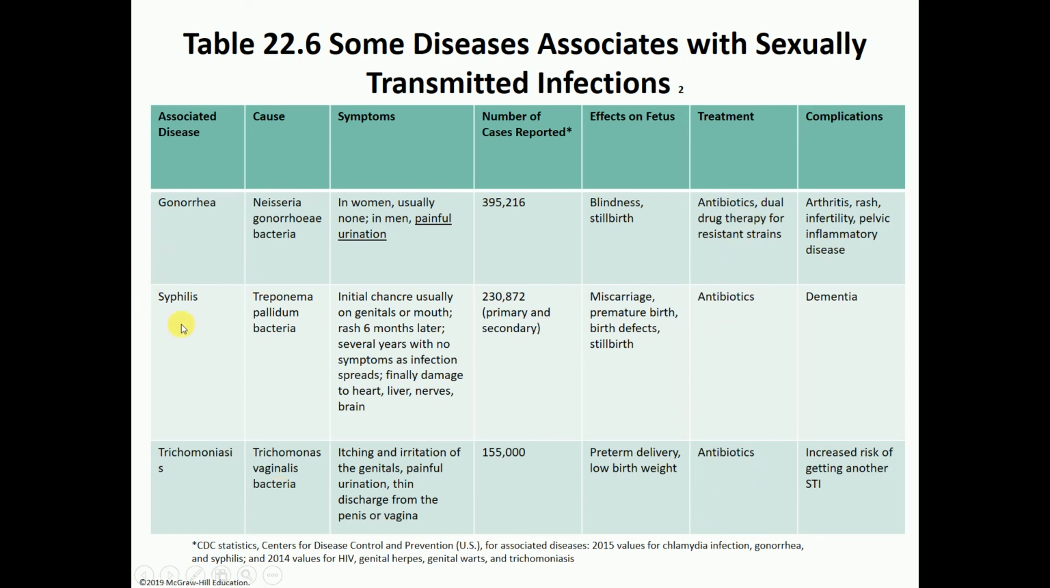Syphilis has multiple stages. So the first stage would be a chancre, which pretty much looks like an ulcer found on the genital area or around the mouth. And then it could proceed, if it's not treated properly, to secondary or even tertiary syphilis that could involve the whole body, including the brain, leading to dementia.